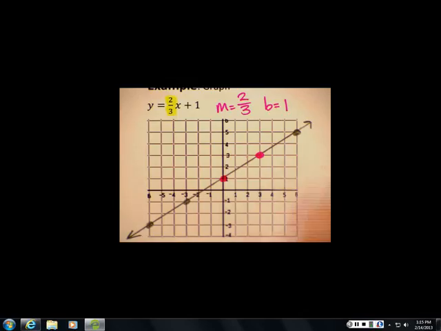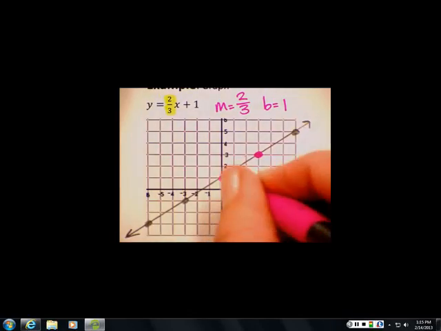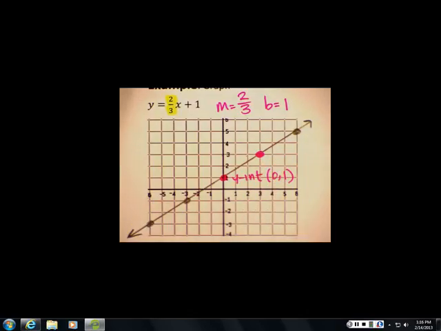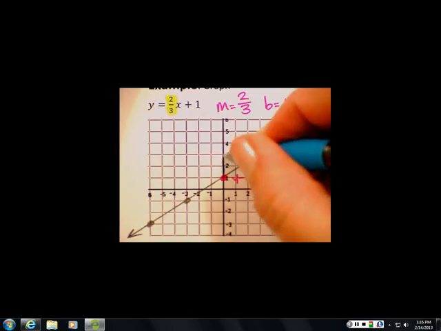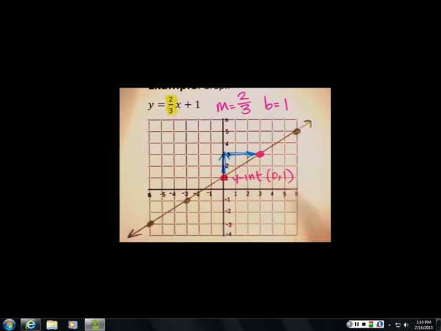Okay. Again, we started with the y-intercept, and let's label this. This is my y-intercept, and the coordinates are 0, 1. So I started there, and from there I went, let's see, I'm going to use blue. I went up 2 spaces and to the right 3 spaces. Pretty nifty. Okay, let's go ahead and do the next one.